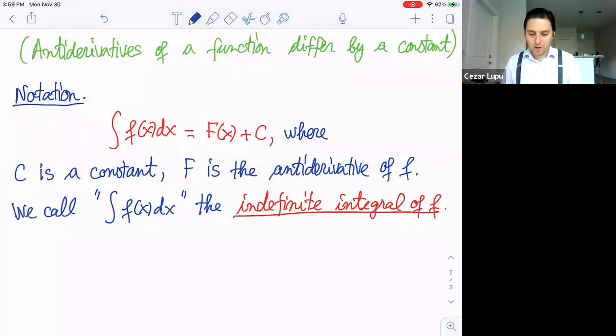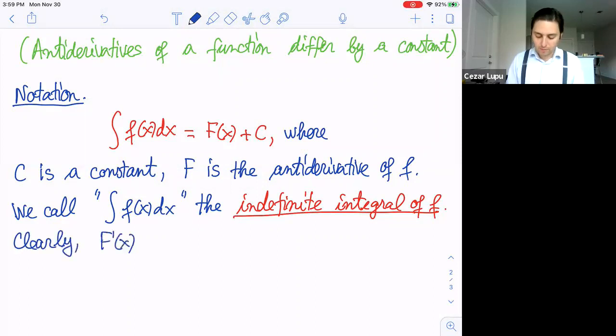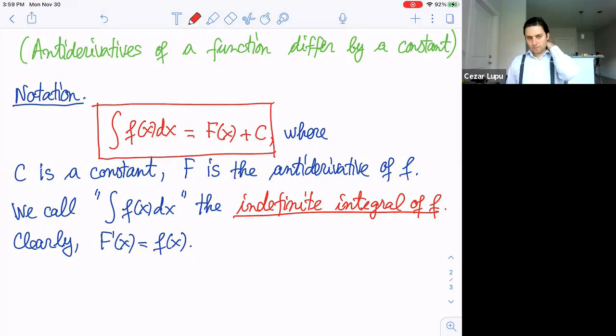All right, and also it's clear that it will satisfy the condition. So clearly, capital F prime of x will be nothing else than just f of x. So that's what we need to know. Let me box this because it's very important for you to know it. When you compute the integral of a function, you'll get another function which will be the antiderivative of the function under the integral. So that's what you need to know. All right.